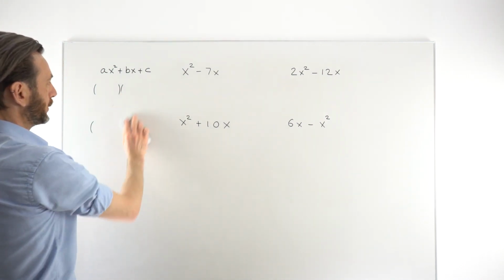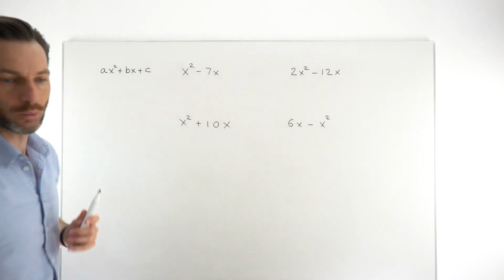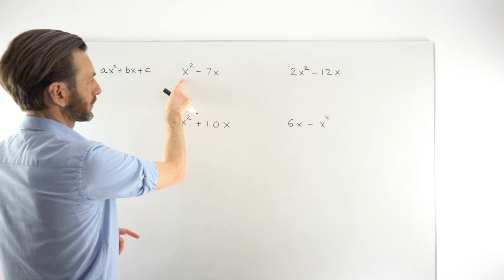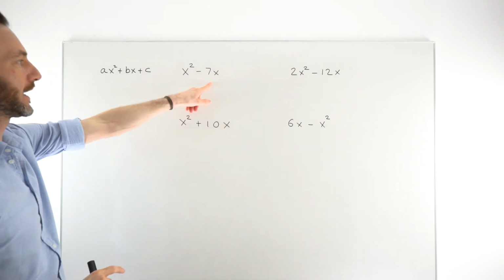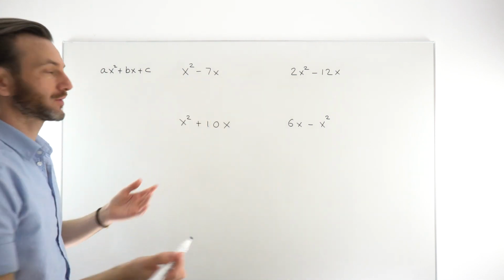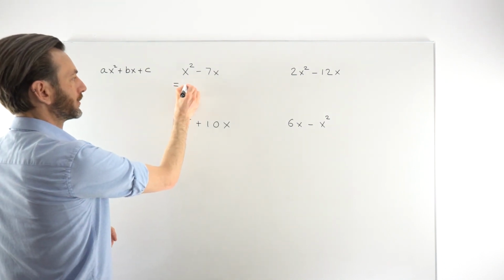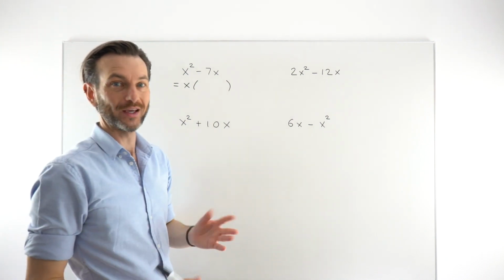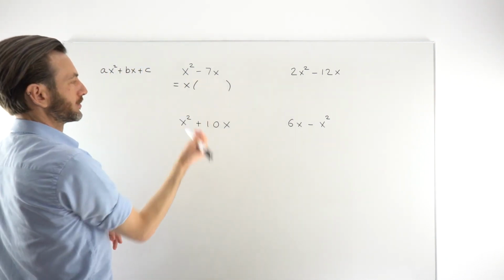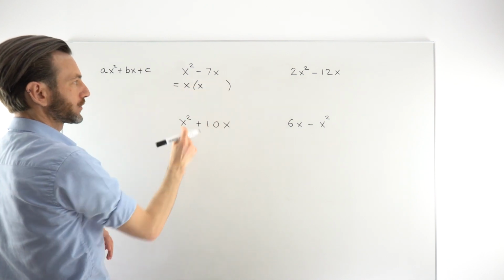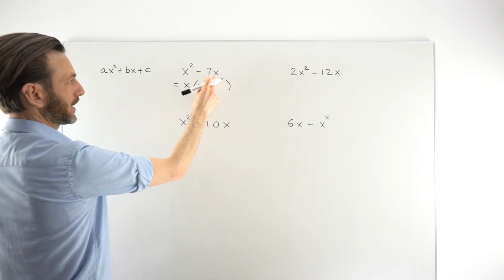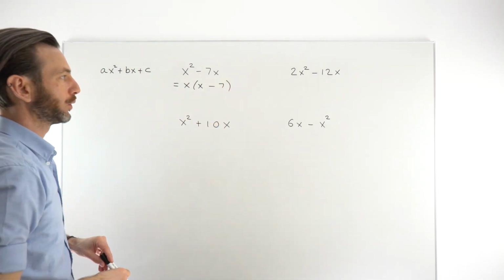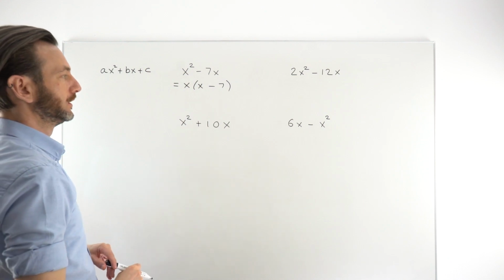So starting with the first one, it's fairly straightforward, this technique. We're just trying to identify the common factor. So looking at this expression here, this is the first term, then this is the second term. The common factor is an x, so we're just going to pull that common factor out in front of a bracket, and then we just need to figure out what goes inside the bracket. So x times something to make x squared, so that will need to be another x. x times something to make minus 7x, so that will need to be a minus 7, and that's it fully factorized.